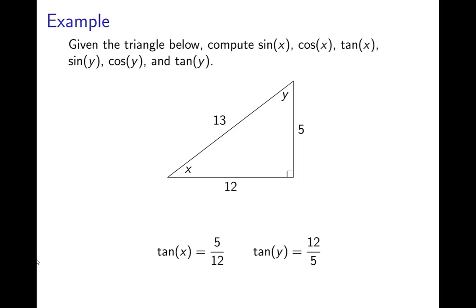Finally, to compute the tangent of x, we remember the TOA part of SOHCAHTOA, opposite over adjacent. For x, the opposite side has length 5, and the adjacent side has length 12. Hence, the tangent of x equals 5/12. For y, the opposite side has length 12, and the adjacent side has length 5. Thus, the tangent of y equals 12/5. A fun observation is that the tangent of y equals the reciprocal of the tangent of x, the complementary angle to y.